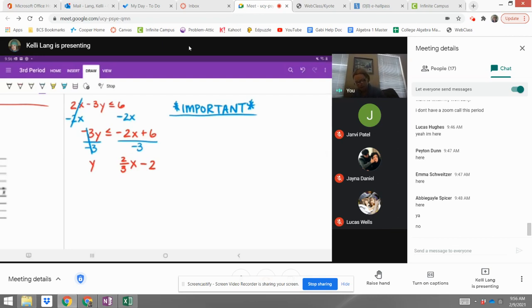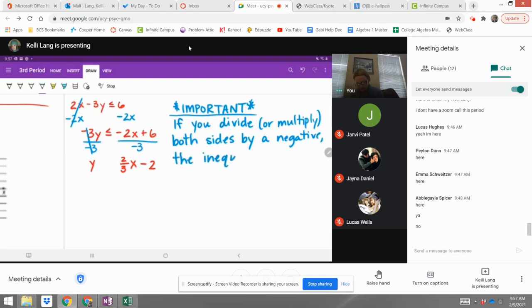With inequalities, whenever you divide or multiply both sides by a negative, the inequality reverses. This is super, super important. It only happens when we divide or multiply by a negative. It reverses our inequality.